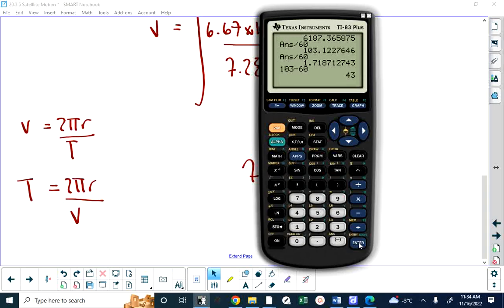Any questions with that example? All right.